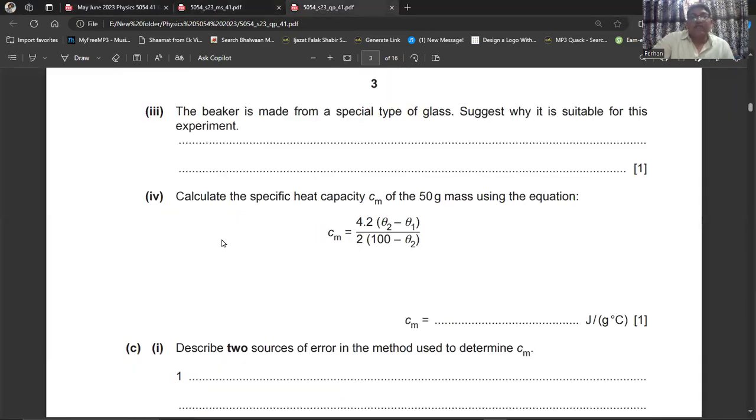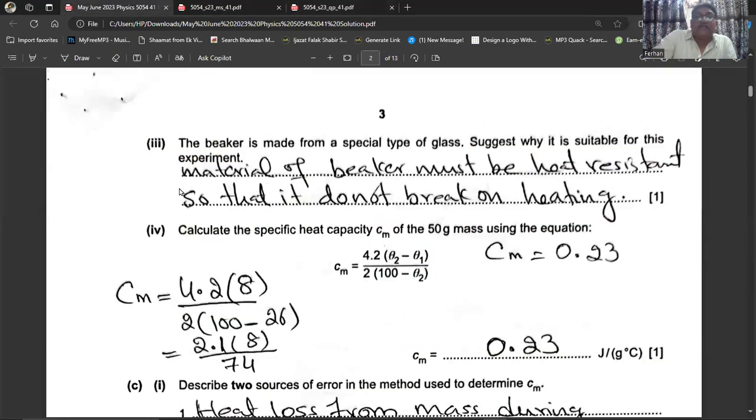Okay, so then we have the fourth part. He says calculate the specific heat capacity of the 50-gram mass using the equation. So the equation is given. In this equation, the specific heat capacity is equal to 4.2 (theta 2 minus theta 1) divided by 2 (100 minus theta 2). Theta 2 is 26, theta 1 is 18. Just put those values here and you will be able to calculate the value of the specific heat capacity.